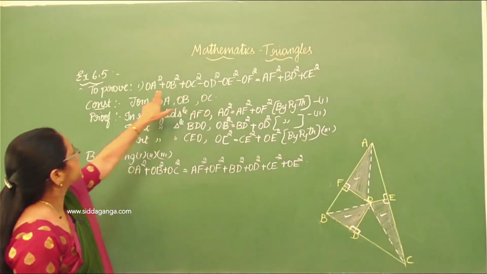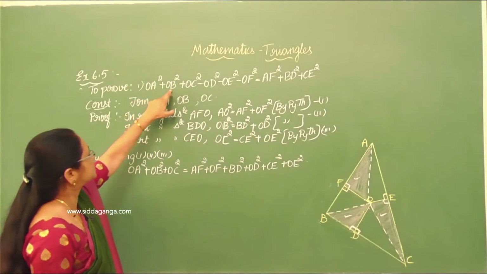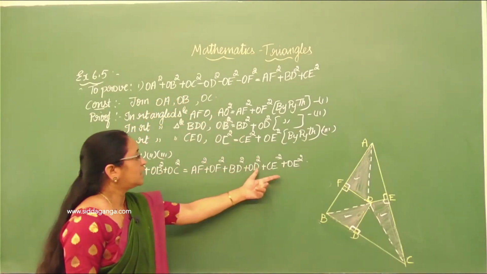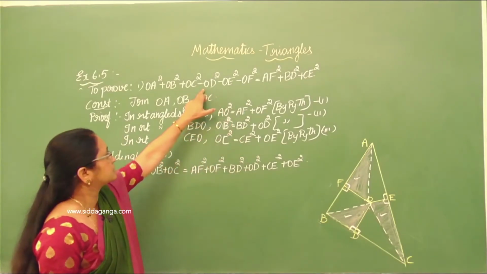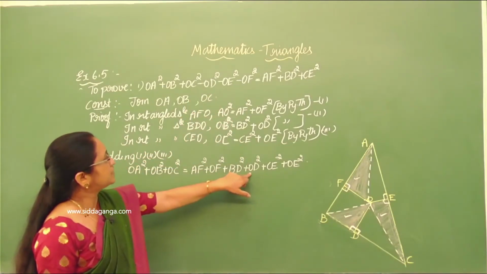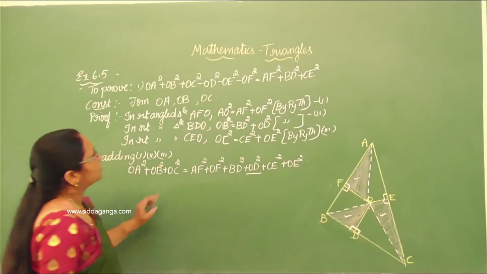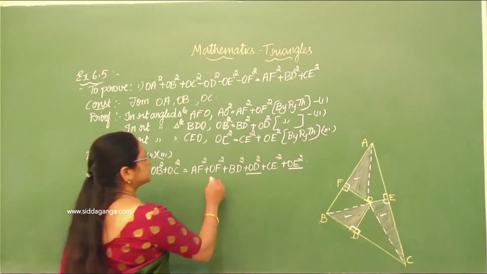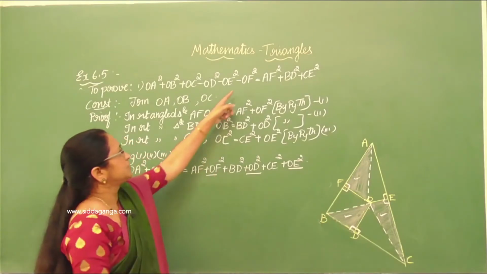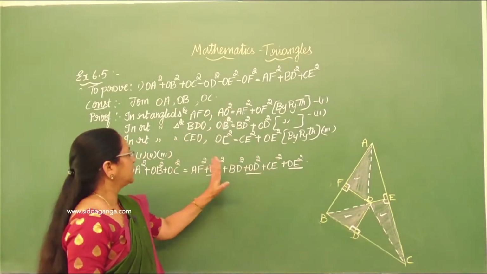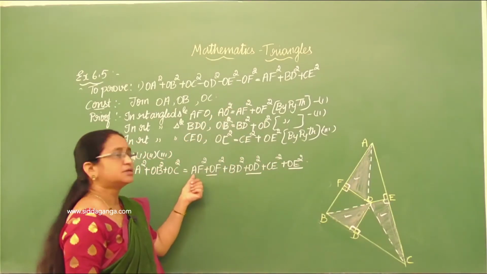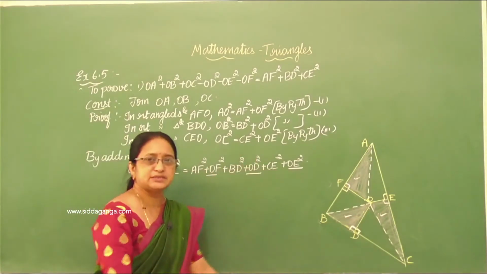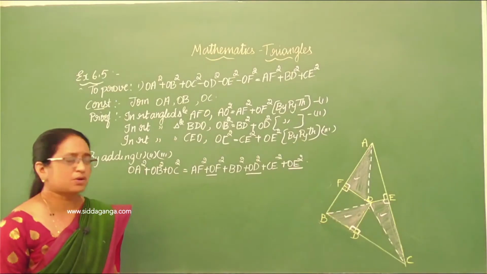See here, OA square is there, OB square is there, OC square is there. Now I have to transpose OD square, so it will be minus. Then I have to transpose OE square, so this will be minus. And also I have to transpose OF square, so it will be minus. The rest I am going to keep there itself, that is AF square, BD square and CE square. I think the problem is solved.